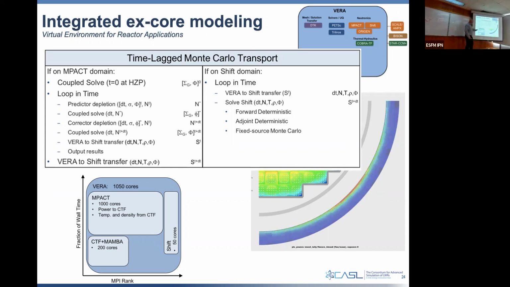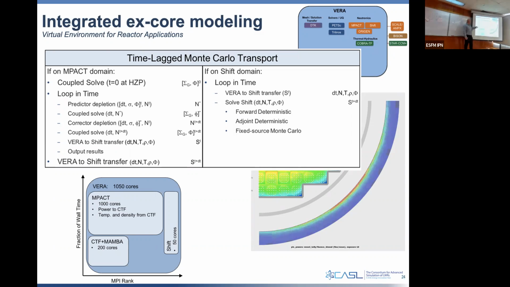If we're on the IMPACT domain of 1,000 processors, I'm going to do a coupled physics solve at hot zero power. And then I'm going to start looping in time. I'm going to do my predictor and my coupled solve, and my corrector and then my coupled solve. Then I'm going to take my final solution for that time step and pass it over to Shift. And then I'm going to keep moving on, output my results, and then continue in that loop.